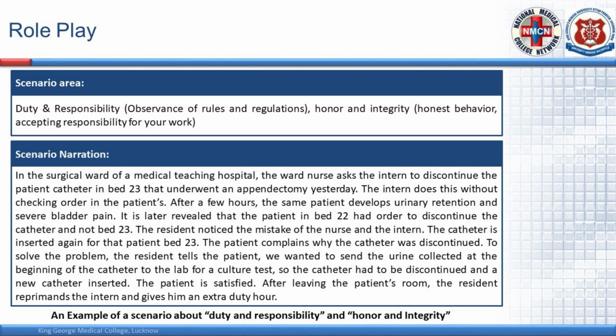The resident noticed the mistake of the nurse and the intern. The catheter is inserted again for the patient in bed number 23. The patient complains about why the catheter was discontinued. So the patient has the right to know, has the autonomy to understand things. To solve this problem, the resident tells the patient, we wanted to send the urine collected at the beginning of the catheter to the lab for a culture test, so the catheter had to be discontinued and a new catheter inserted. The patient is satisfied. After leaving the patient's room, the resident reprimands the intern and gives him an extra duty hour.